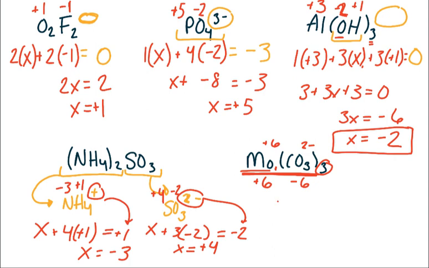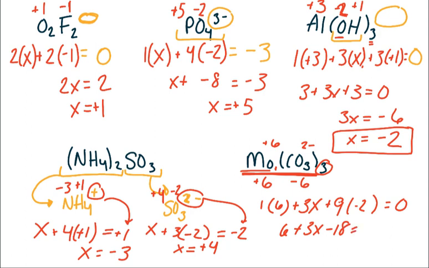So we have 6, but there's only 1. The carbon is the one that we are unsure of, so we have 3x, and the oxygen is -2, and there are 9 oxygens with a -2 charge. Because it's a neutral compound, the whole thing will equal 0. Then we can solve this algebraically, so we have 6 plus 3x minus 18 equaling 0. 3x equals 12, and then x will equal +4. So the oxidation state of that carbon is +4.